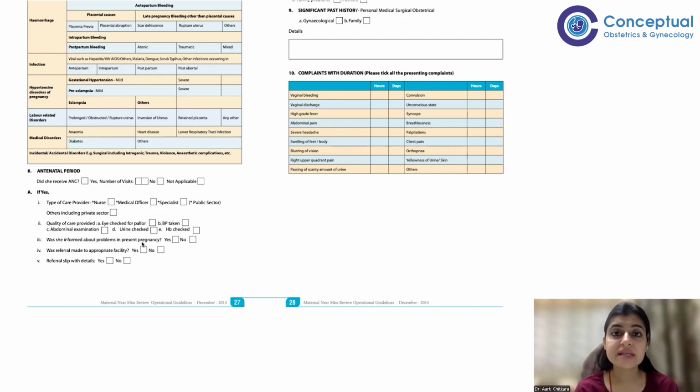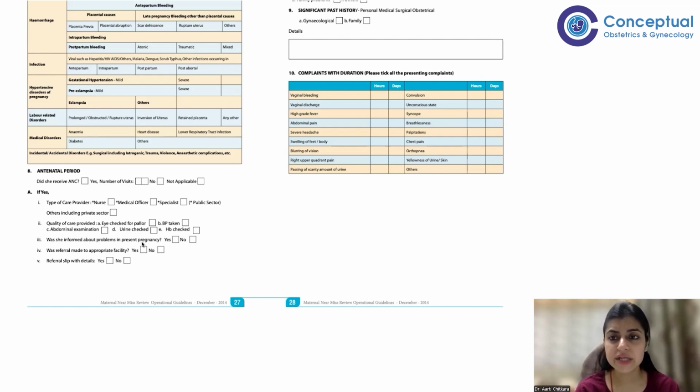Some women come to you and say, there was no one to accompany me to the hospital, so I could not visit a hospital, and she might have thrown an eclampsia fit at home. So that is also an important social contributing indirect cause of either a mortality or a morbidity which can be identified. Then there could be family problems, where there could be intimate partner violence or domestic violence happening to the woman. Significant past history, where we talk about personal, medical, surgical and obstetrical causes, gynecological causes or any kind of family causes, with details to be mentioned here.